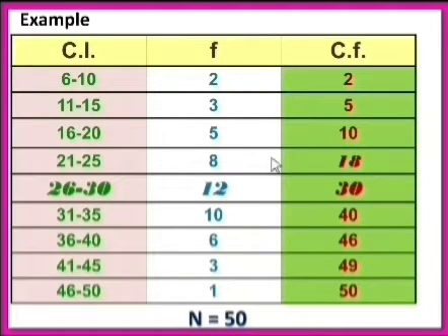with 8 we get 18, 18 with 12 we get 30, 30 with 10 we get 40, 40 with 6 we get 46, 46 with 3 we get 49, and 49 with 1 we get 50, and n equal to 50, that is the total frequency. Total frequency is otherwise called the total number of values, that is n equal to 50.